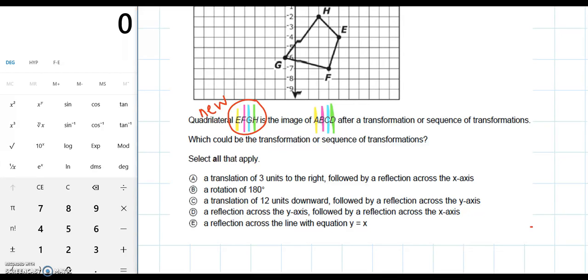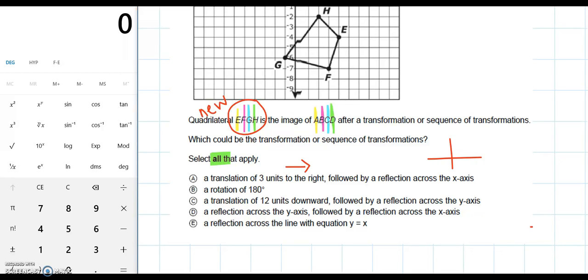I'm going to start with A, and I'm going to see if A matches onto E with each of my choices. And remember, this one is a select all that applies, so it's very possible that we're going to get more than one answer. All right, so let's start with the first transformation. It says a translation of 3 units to the right, followed by a reflection across the x-axis.